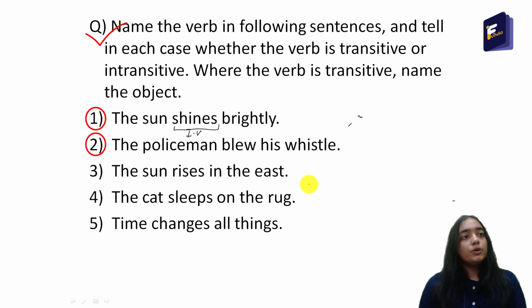The policeman blew his whistle. Here blew is the verb. If I ask the question, the policeman blew what? Then the answer is the whistle. That is why the word blew is a transitive verb. And what is the object? The answer to what is the object. So his whistle is the object.